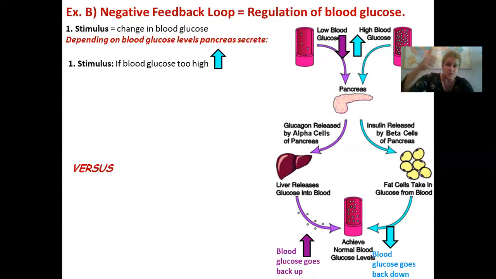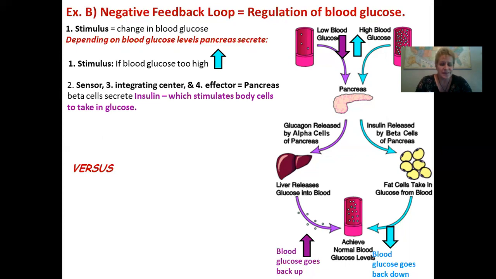Let's say blood glucose is too high. If you just ate a meal or you just drank a sugary beverage, like a full sugar Pepsi, within about 30 minutes or so, that stuff is going to go from your stomach to your intestines. That glucose is going to hit your bloodstream, and it's going to raise your blood glucose up, okay? So to bring that down, the body is going to have negative feedback. So the stimulus is blood glucose is too high. The sensor, the integrating center, and the effector are all in one place, the pancreas.